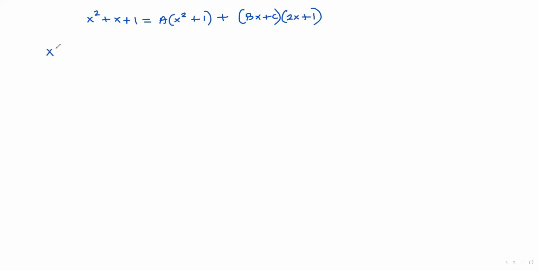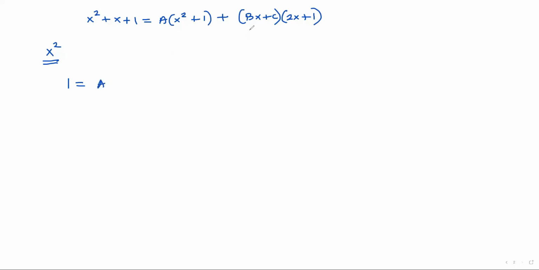First, let's compare the coefficients of x². There is only one term containing x² on the left side, and it has coefficient 1. On the right side, if I distribute A to x², it will be Ax². So the coefficient of x² is just A, the first term on the right side.